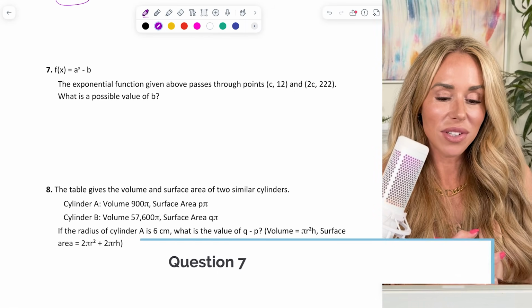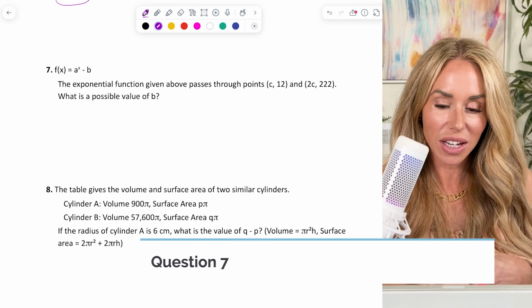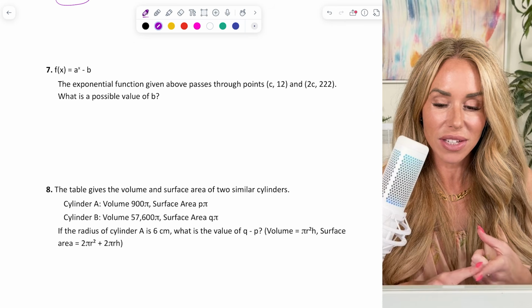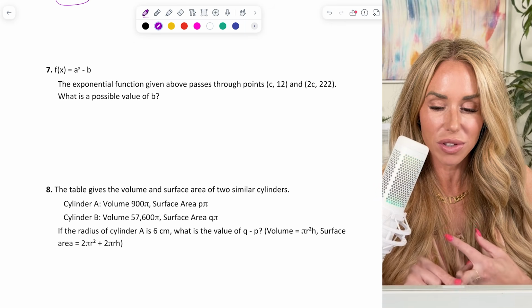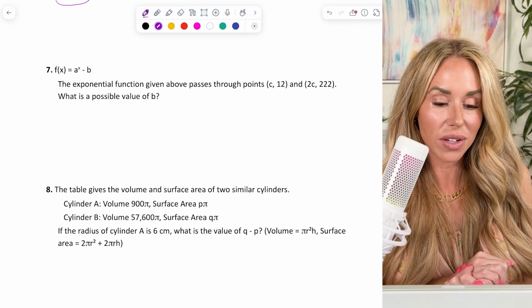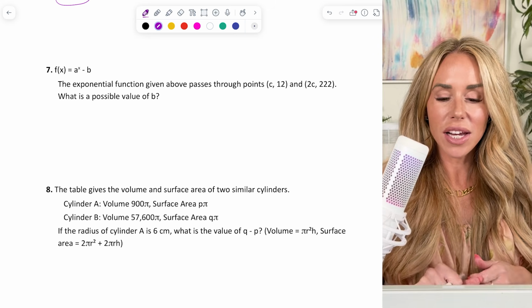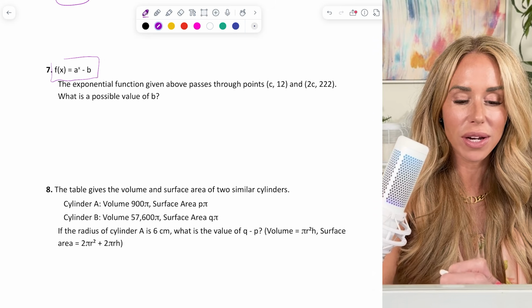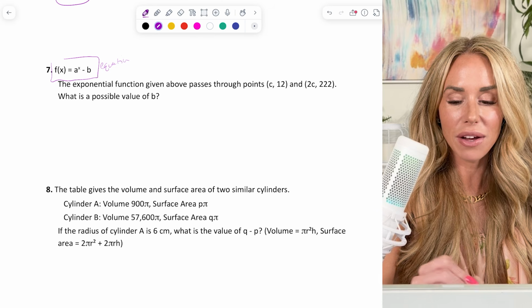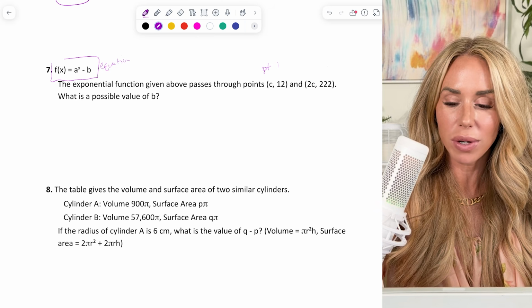All right, let's look at number 7. We have the exponential function given above passes through points c, 12 and 2c, 222. What is a possible value of b? Now with this, I can run a regression because I have the equation and I have 2 points. I have point 1 and point 2.